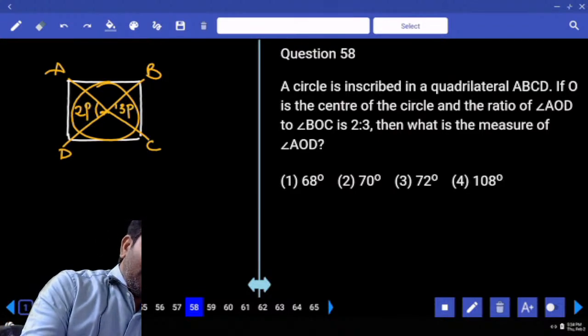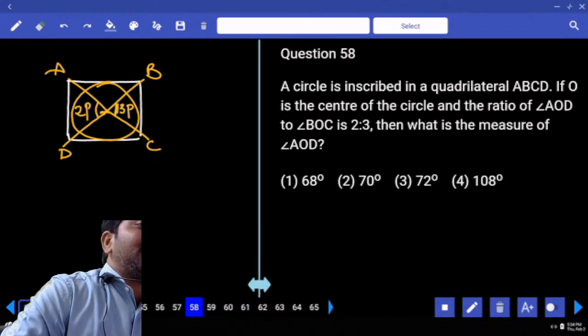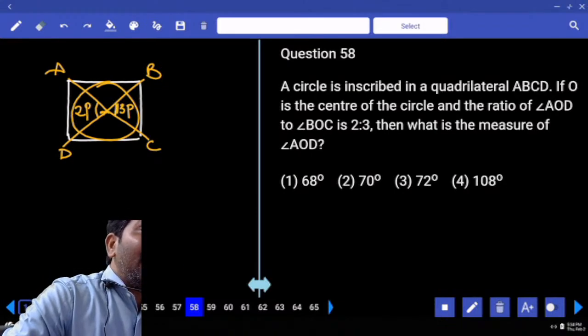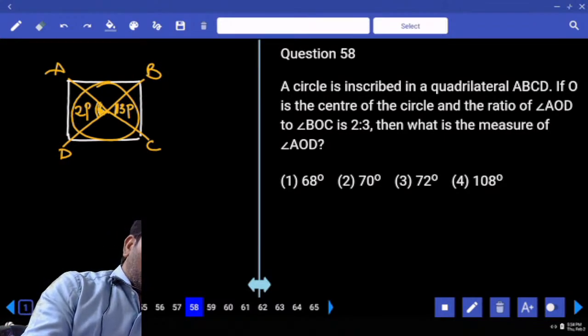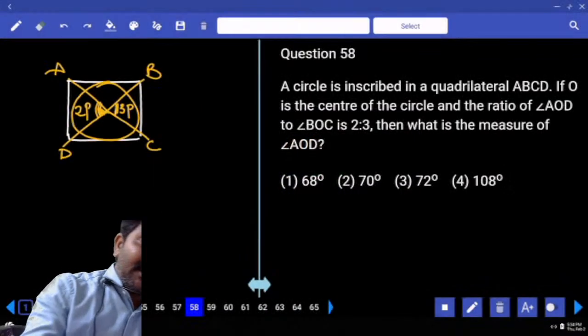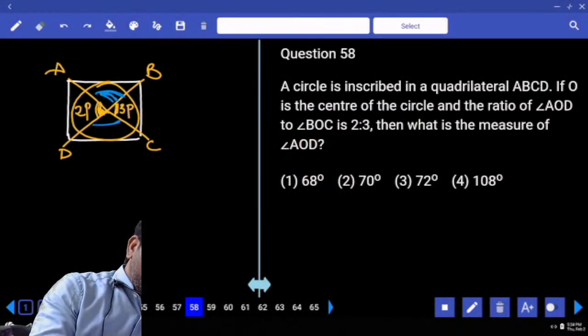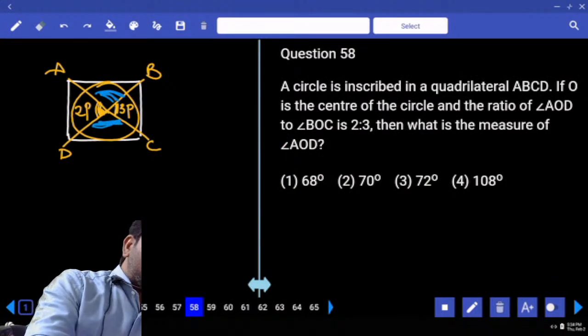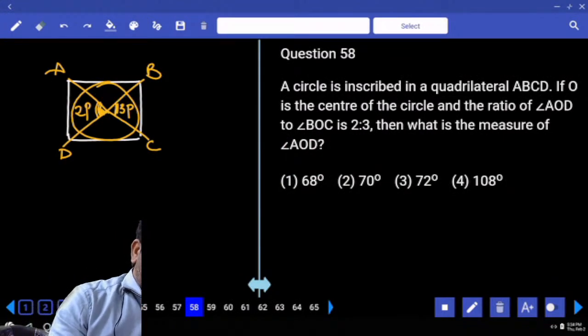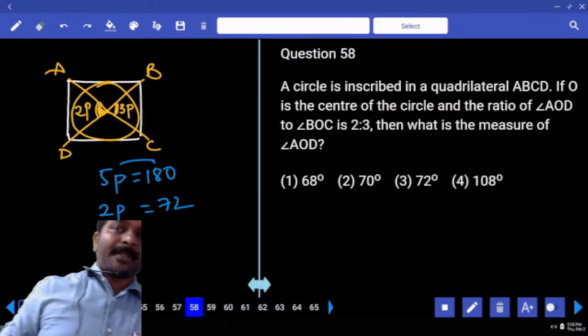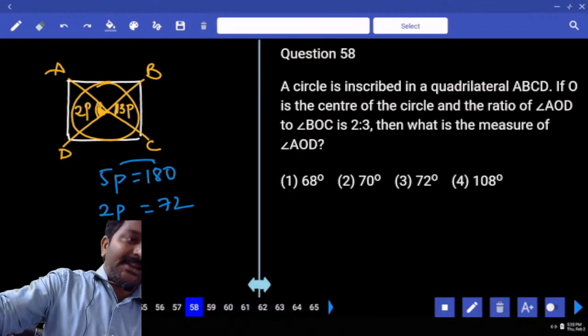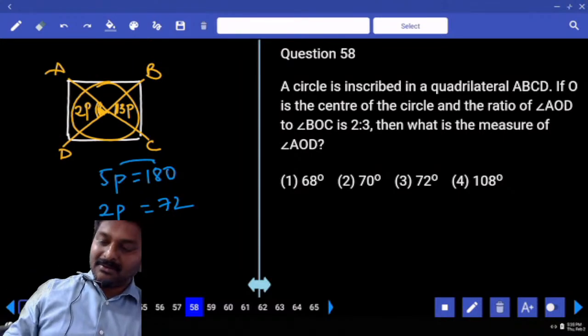So now here in this image, opposite angles make an angle of 180, or you can even take this angle and this angle, the sum of those 2 angles is also 180. That means 5 parts is equal to 180. Angle AOD is 2 parts. 5 how many times? 36. 2 into 36, 72. Opposite angles make 180 degrees. With that point we can conclude.